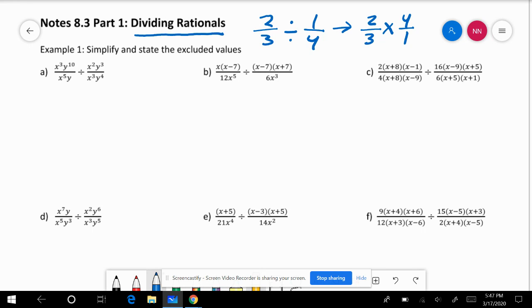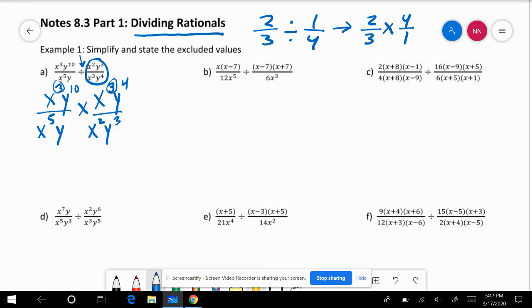So if you're looking at letter A, what we have is x to the third, y to the 10th, over x to the 5th, y. We're changing the division to multiplication. And what we're doing is we're flipping this second term. So x cubed y to the 4th over x squared y to the 3rd. Now what we're going to do is we're going to multiply across.